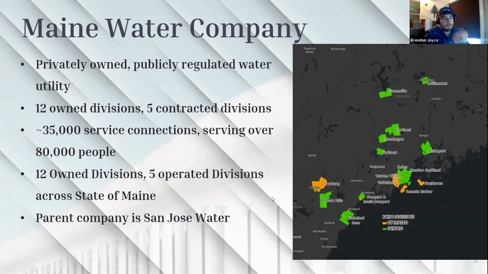And we have a new parent company of San Jose Water as well as Connecticut Water. So we kind of have a bigger national scale with our parent company. 35,000 connections, or closing in on 100,000 people.